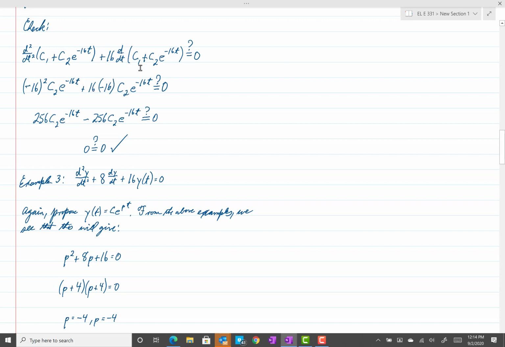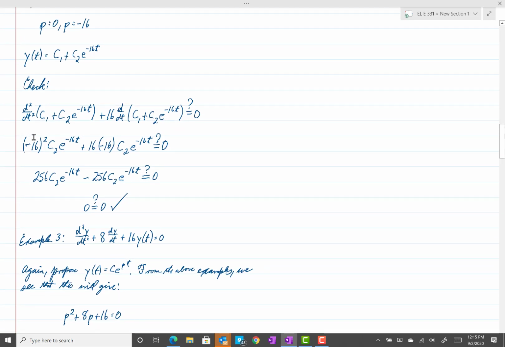And then when we take one derivative, the derivative of c1, the derivative of a constant, is equal to 0, so we don't have to worry about that. And the derivative of c2 e to the minus 16t, we get a minus 16 popping out right there, and then c2 e to the minus 16t, and that equals question mark 0. So we get 256 c2 e to the minus 16t minus 256 c2 e to the minus 16t, and so sure enough, 0 is equal to 0. So that's correct. So we conclude then that this expression is indeed the correct solution.